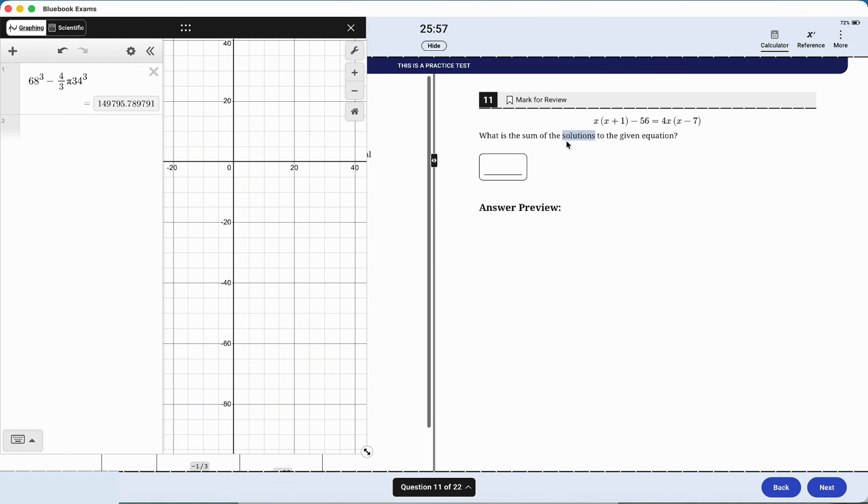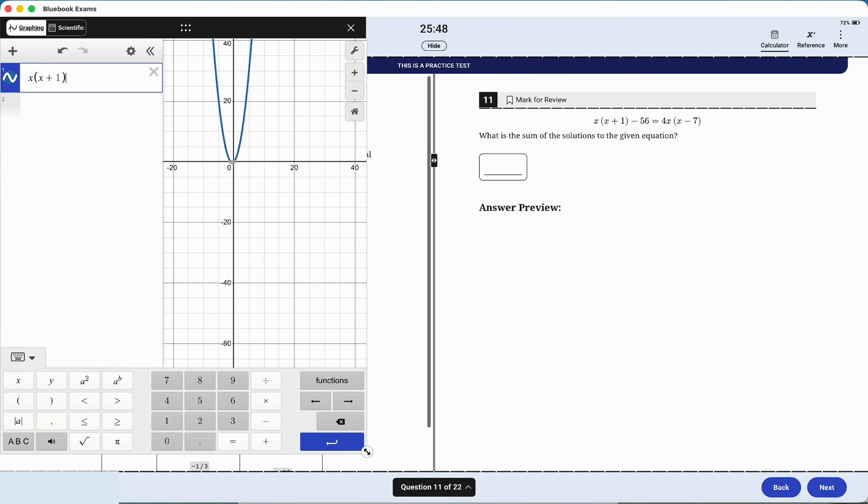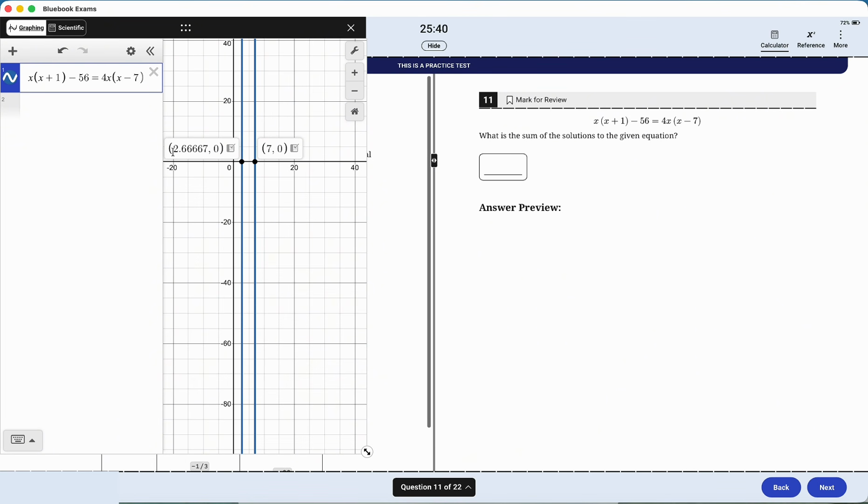Next one, what's the sum of the solutions? We've seen this a few times. That's what I say, you've got to remember that keyword. It's a beautiful word. You don't need to do any algebra here. Type it in exactly how you see it. You do not have to waste time simplifying it or doing anything. So just type it in exactly how you see it and you'll see your solutions. Here are my two solutions. They want the sum, so I'm just going to add those two numbers together. That's going to be 9.6 repeating.